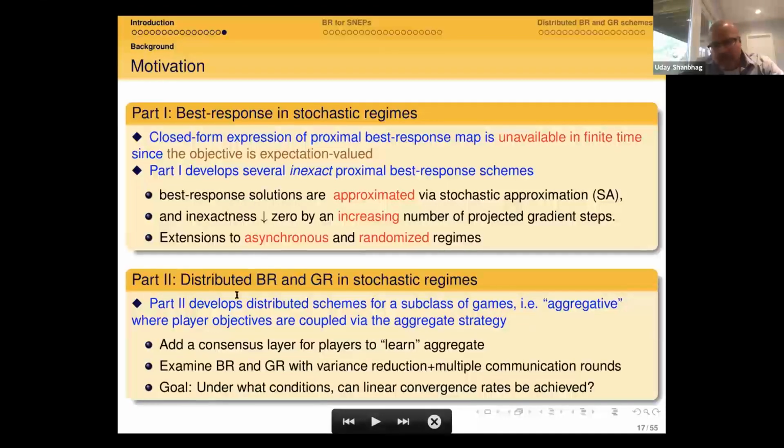The second part of the talk is going to look at distributed counterparts of both best response and gradient response, where we look at a subclass of games called aggregative games.